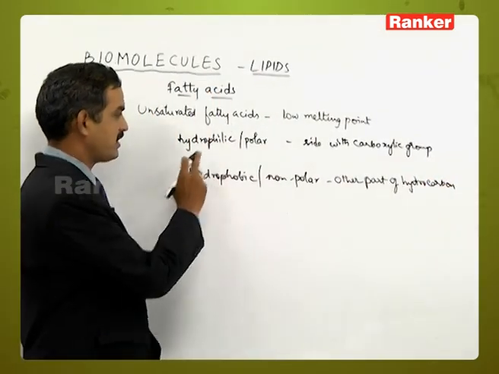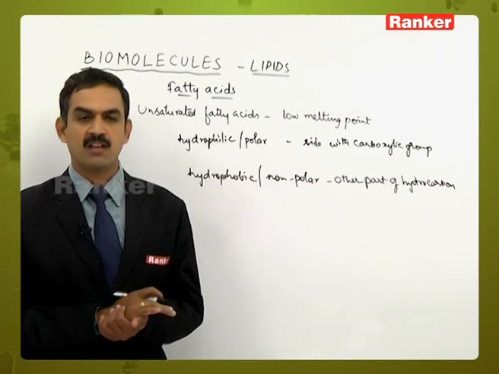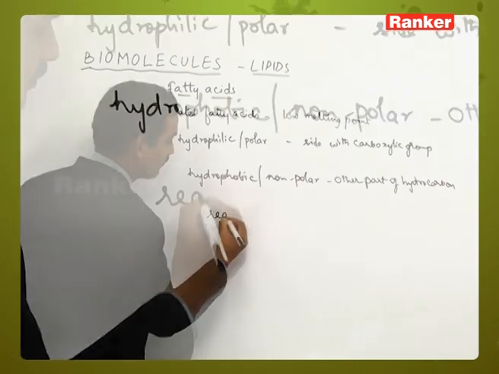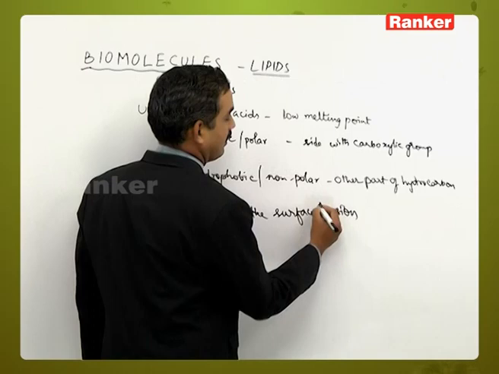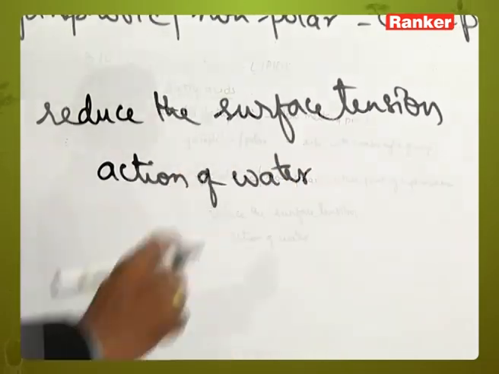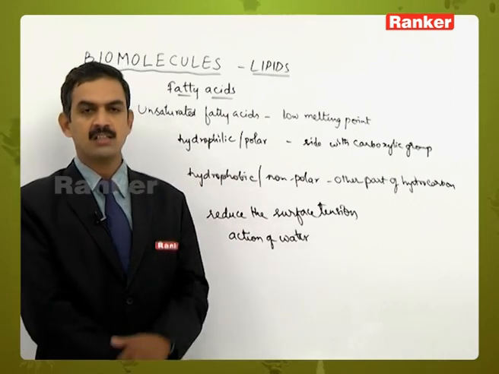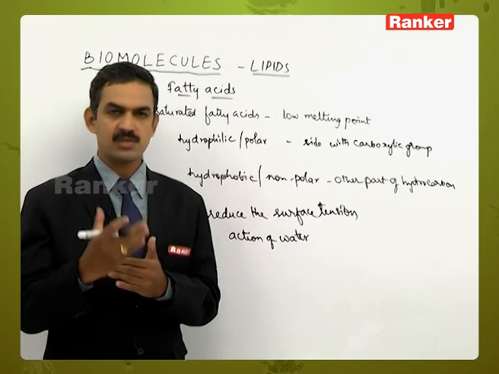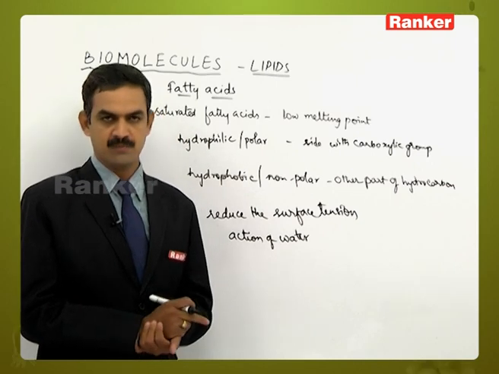The part showing the polar or hydrophilic nature will bind with the water molecules, and that will form bonds with the water molecules, and it will reduce the surface tension of water. Also it is helpful for the action of water. Actually here the soaps which contain these fatty acids, the carboxylic part of the fatty acids will act with the water molecules, because that has the hydrophilic nature, and that shows the potentiality of the action of the soaps on the water.